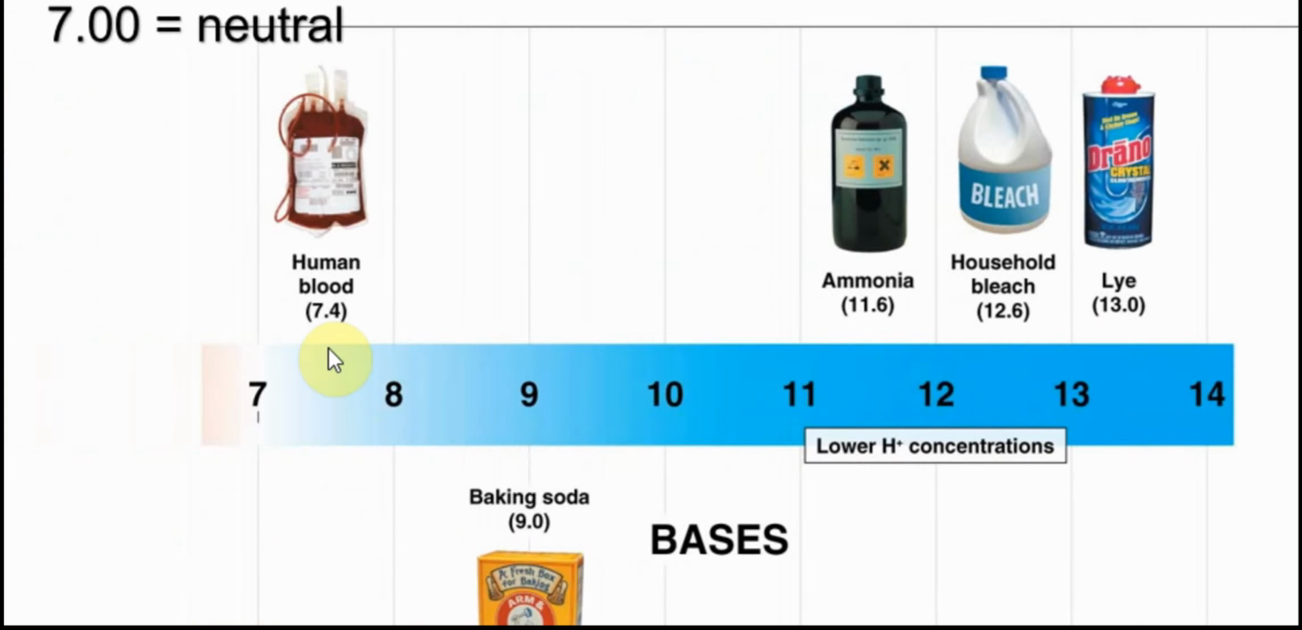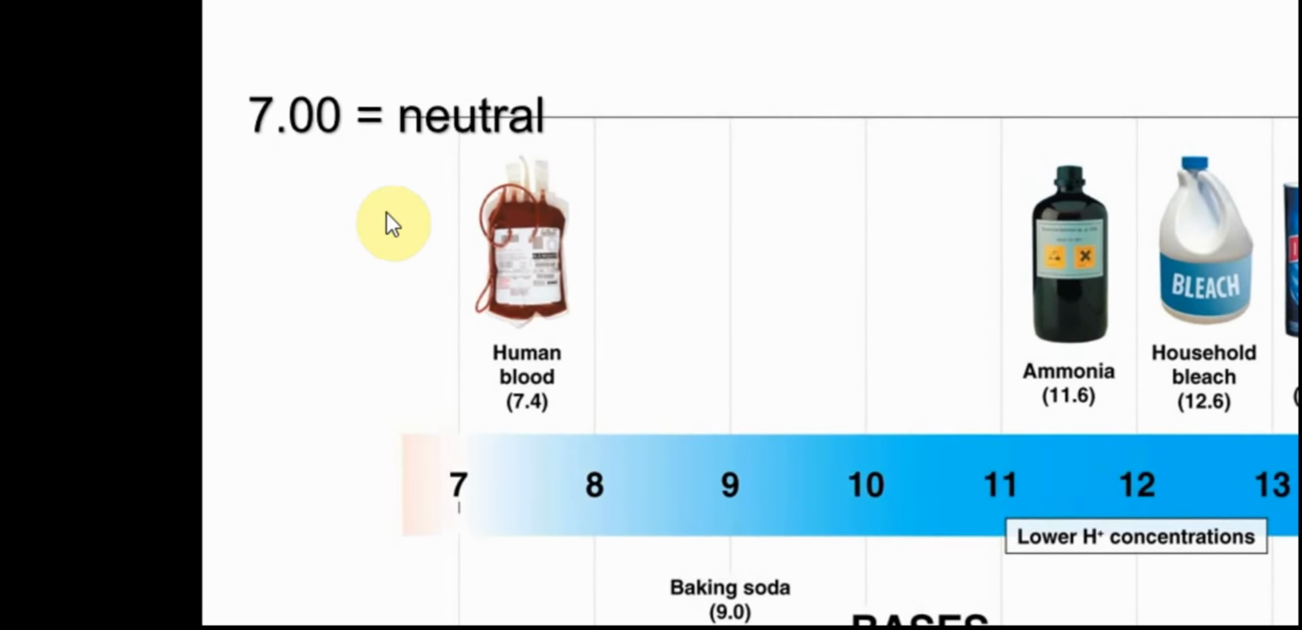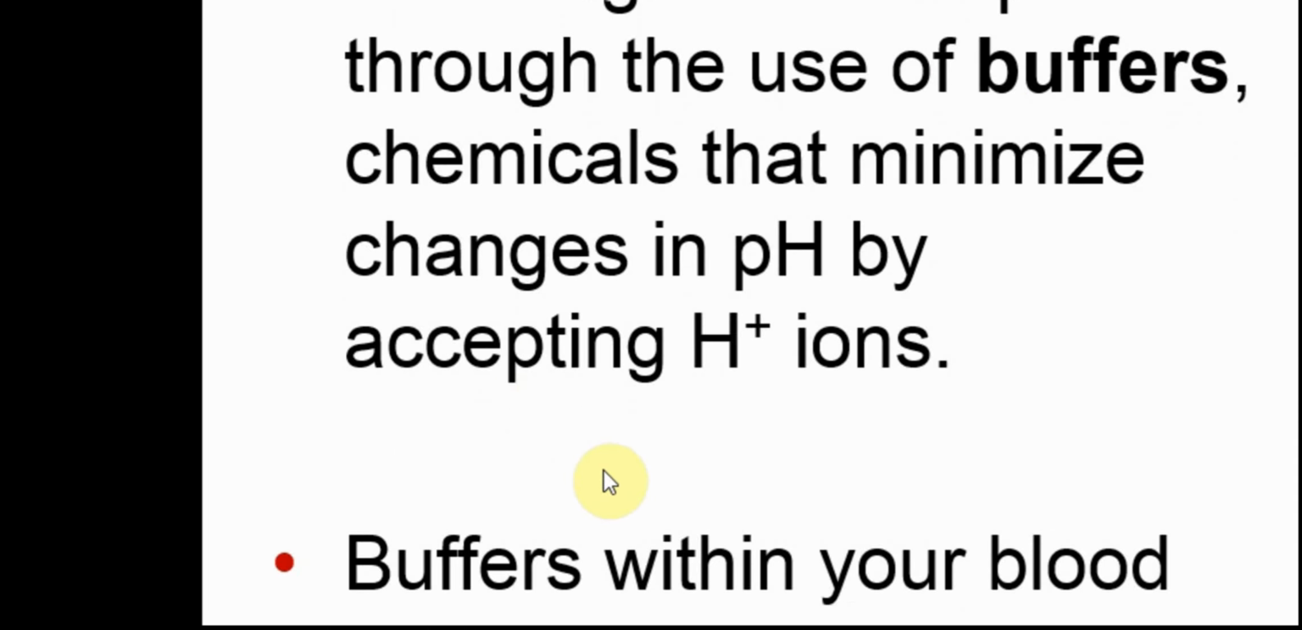Interestingly, you might have noticed that human blood is not exactly neutral. It's got a pH of just above 7, just above it. Why is that? Oh, I'll answer that question in a couple of slides. Actually, I'll answer it in one slide right here. Why is the pH of blood just above 7?